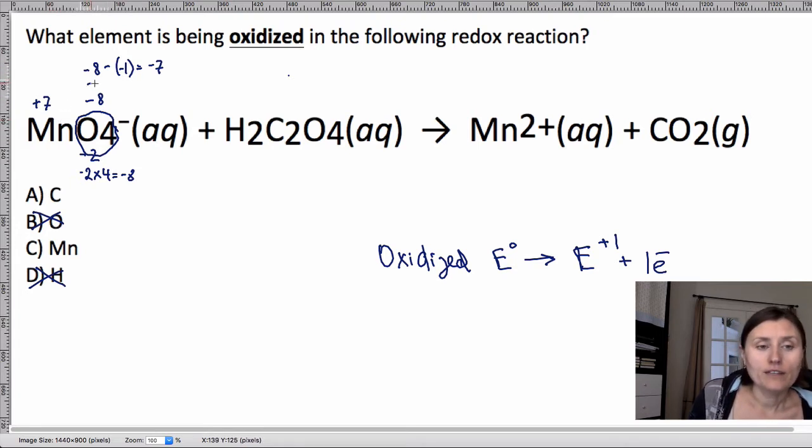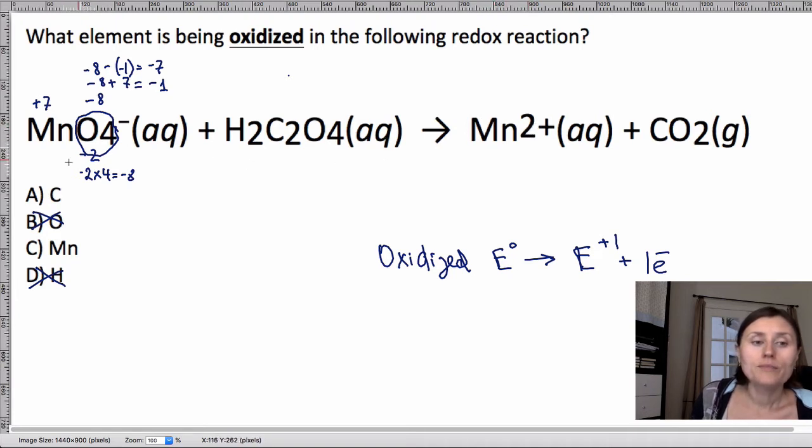Because if we have -8 on the oxygen plus 7, we have -1. And -1 again is the charge of the whole ion. So that's why +7 is the charge on manganese. Okay, so now if we go over to the other side for manganese, it actually is +2.